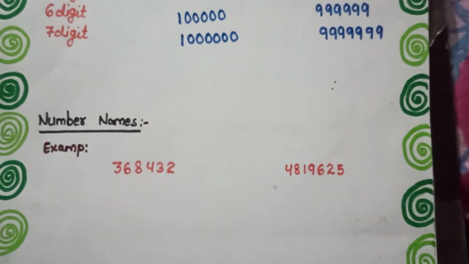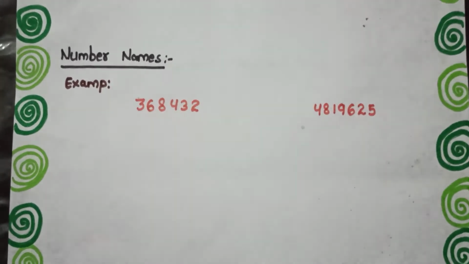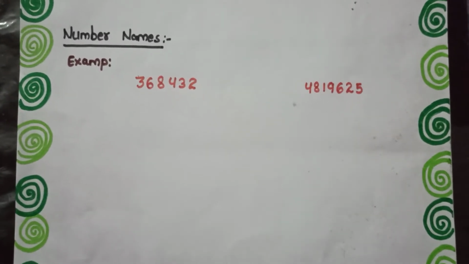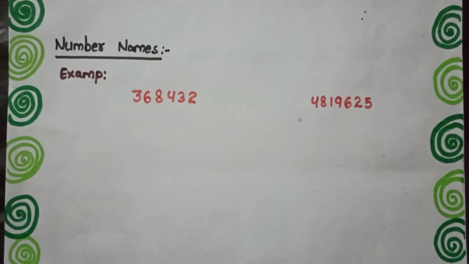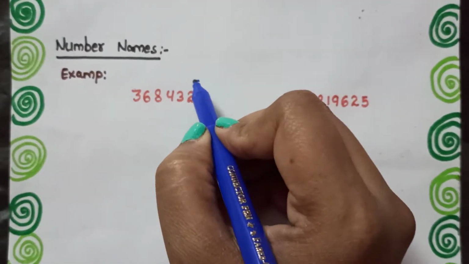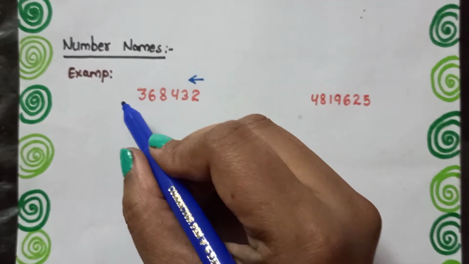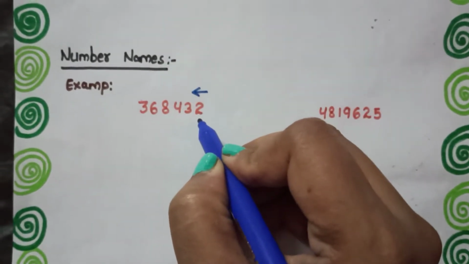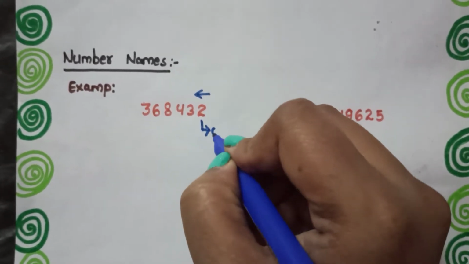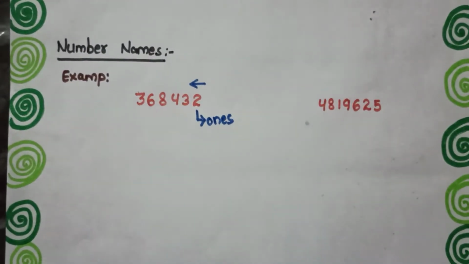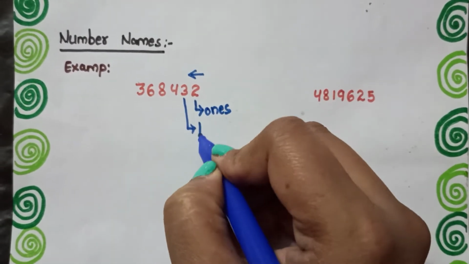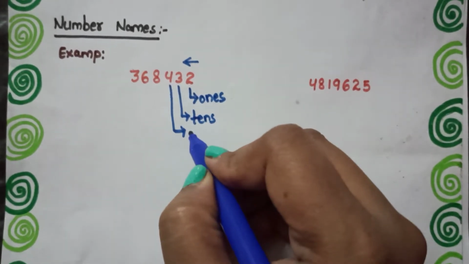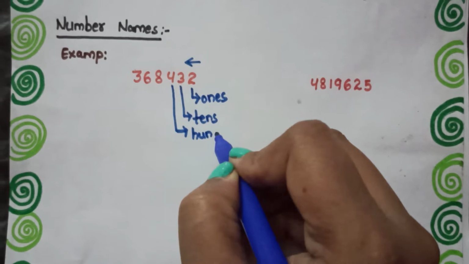Now how to write number names? See, you can see I took 2 examples over here. Now let us understand how to write number names. First of all, we have to go from right hand side towards left hand side. Now let me explain. This first digit is placed at 1's place. Then this one is at 10's place. Then this one is at 100's place.